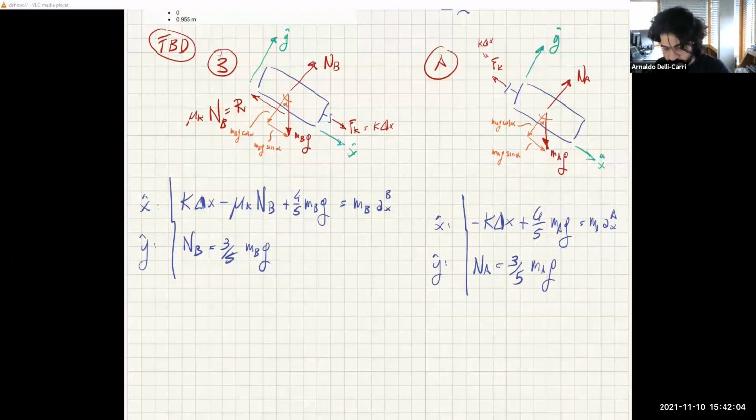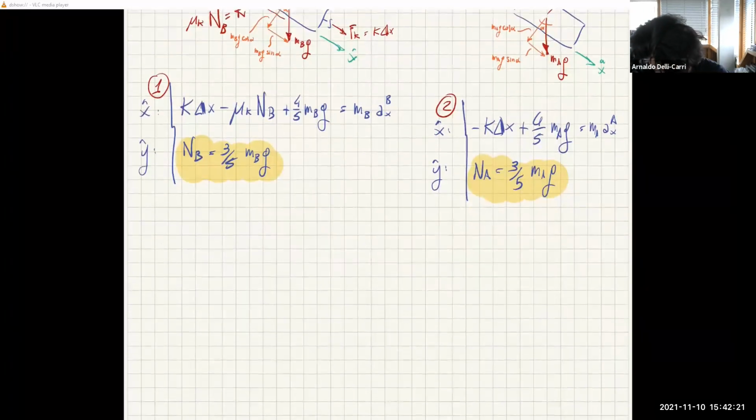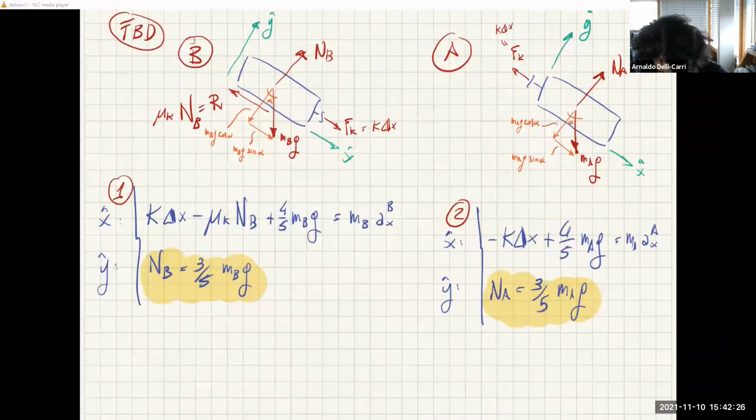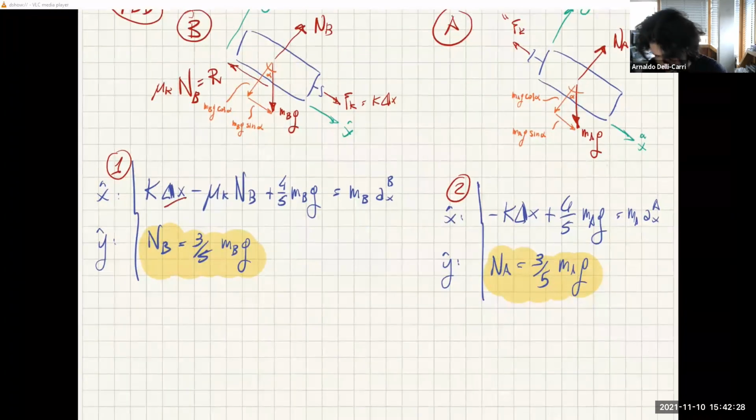Okay, so let me rewrite equation 1. This is equation 1, this is equation 2, and I will rewrite equation 1 by knowing this bit of information. This one is a number and this one is a number. Let's check how many unknowns we have. We want to know delta x, so delta x is my real unknown. But I also don't know a x of B and a x of A.